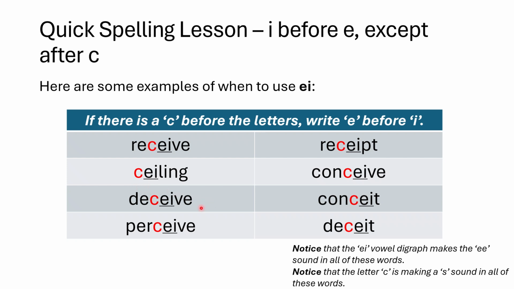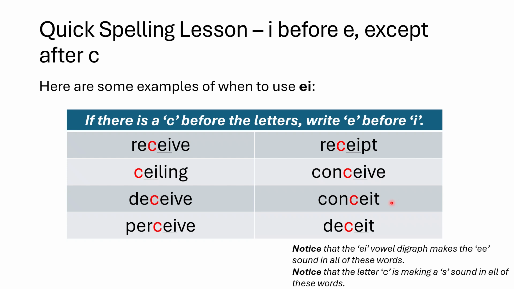Deceive. There is the letter C before the EI. Perceive. There is the letter C before the EI. Receipt. There is the letter C before the EI. Conceive. There is the letter C before the EI.